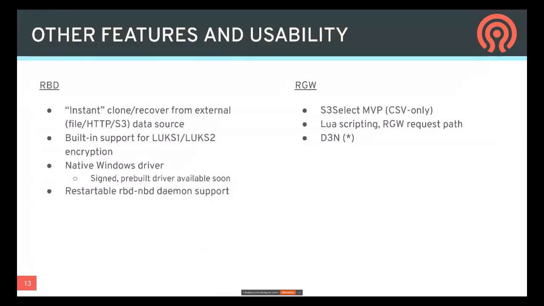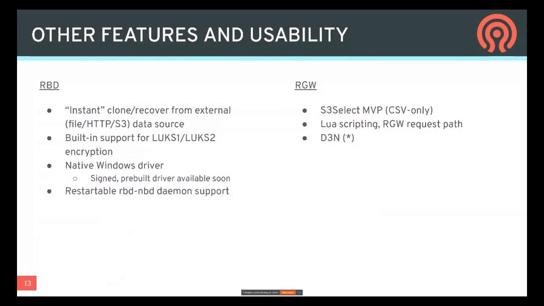For RADOS Gateway, there are a few key things. S3 Select is a way to push query logic down into RADOS Gateway, into the storage, something that is supported on AWS, and RGW now supports it, at least when the data is stored in CSV format. The Parquet support is coming later.